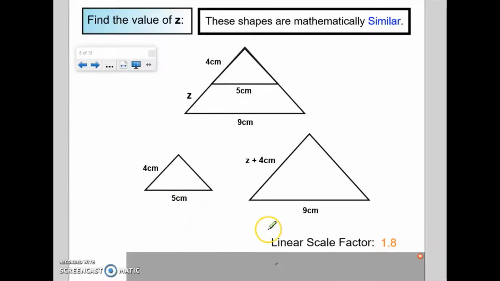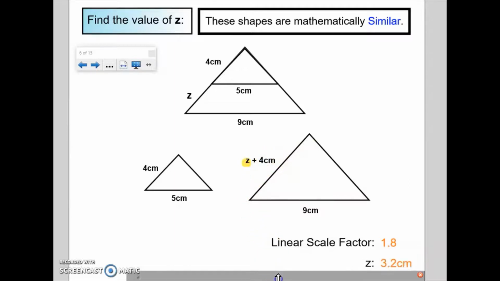5 multiplied by 1.8 gives me 9 centimeters. So if I go to this length of 4, multiply it by 1.8, I will get the answer for this completed line here. But remember, this completed line is not what I'm trying to find. I'm trying to find z. So whatever my length of this line is, I'm then going to go ahead and subtract 4. So I'm looking for my value of z to be 3.2.